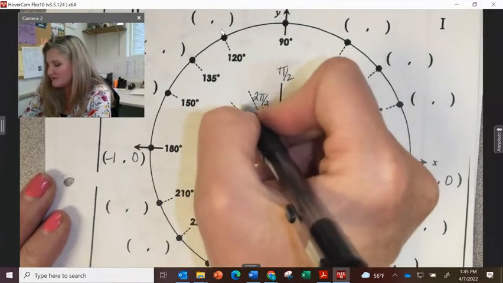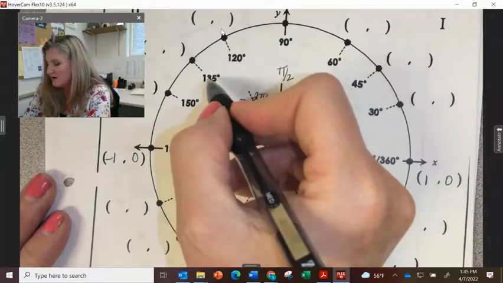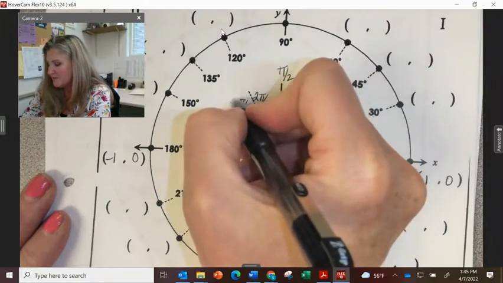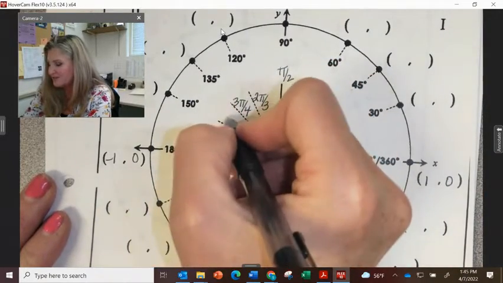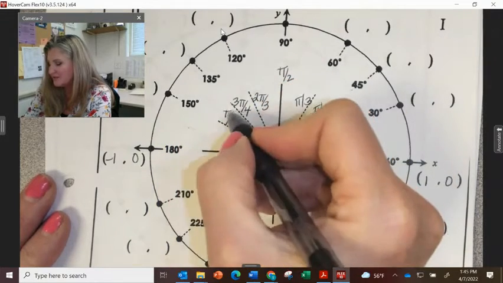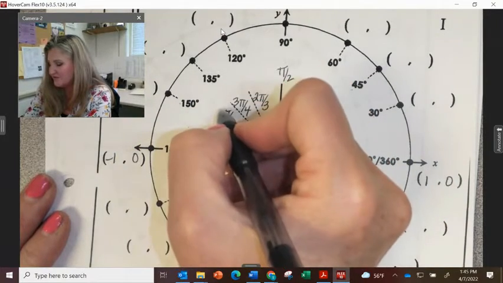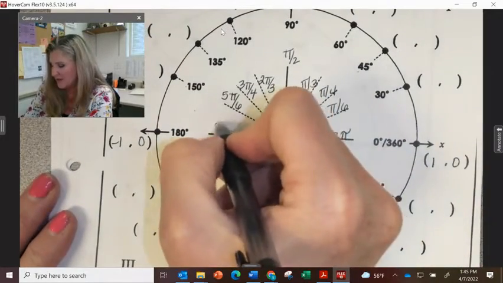135, what's the reference? 45. So we know that's pi over 4. So times what? That's 3 pi over 4. 150, the reference angle is 30. 30 is 180 divided by 6. 30 times what's 150? 5 pi over 6. 180 is pi.